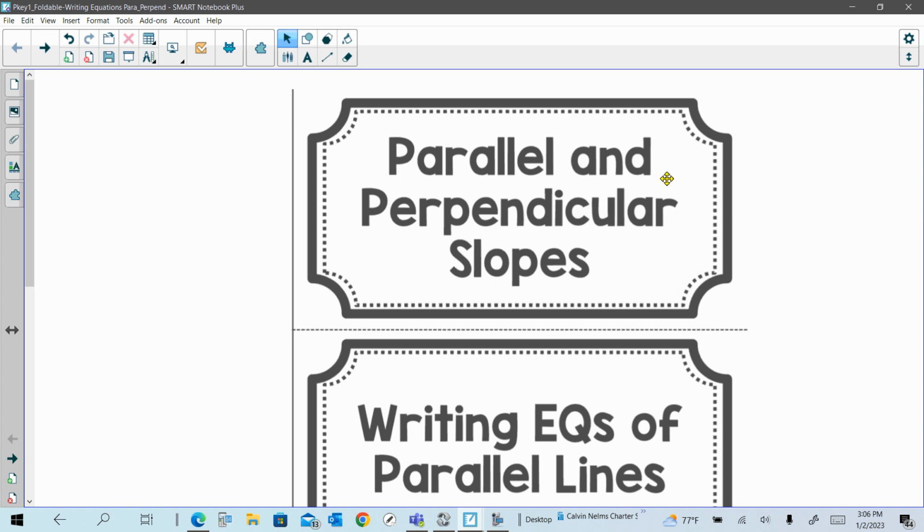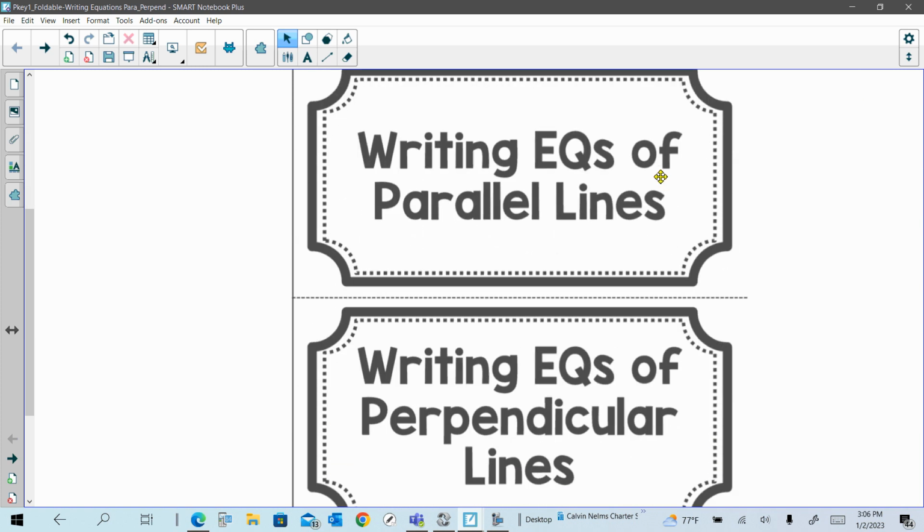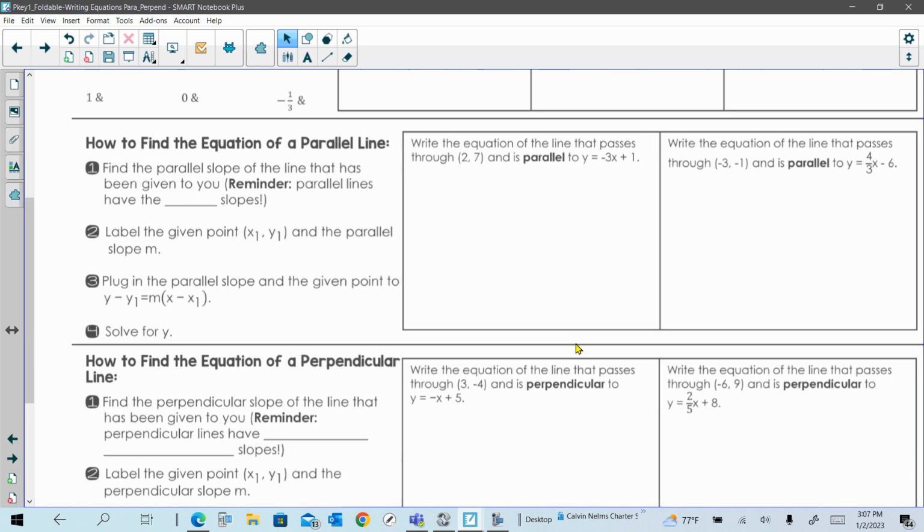So this is the Foldable just folded in half. These are our three sections. We're going to review some things that we learned before we left, which is parallel and perpendicular lines, and then writing equations for them. Mostly we did graphing and looking at slopes. When you open up your Foldable, you're going to see all these boxes and some steps.